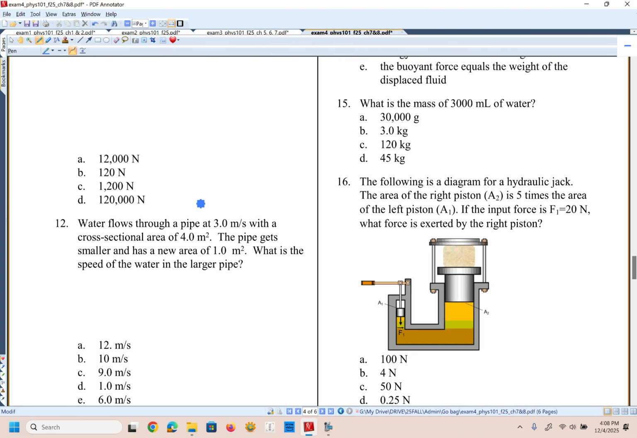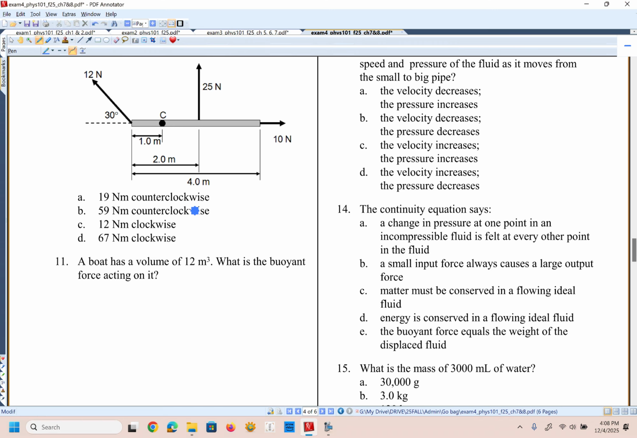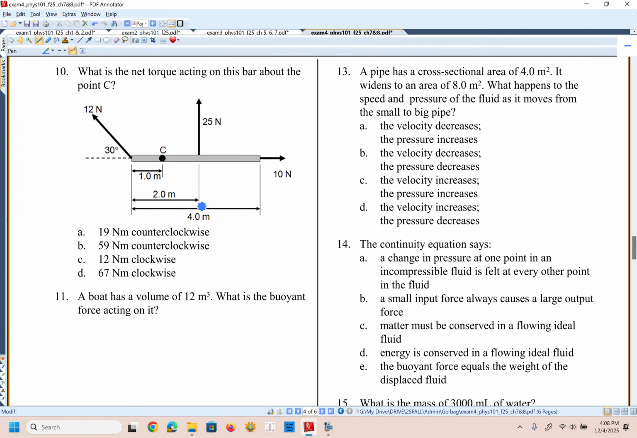Did y'all think this test was easy? Yeah, maybe. It was a higher average, but still some people didn't do well, so there's no shame in that. Let's regroup and do better on the final. Can you go get 17? Absolutely.